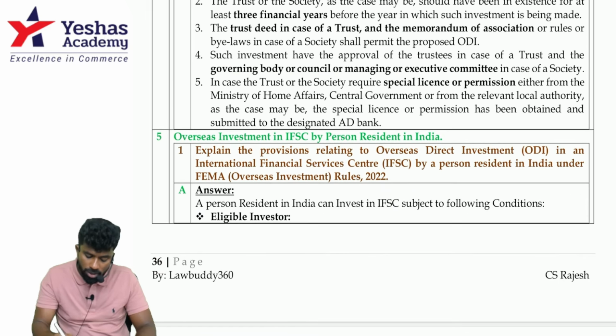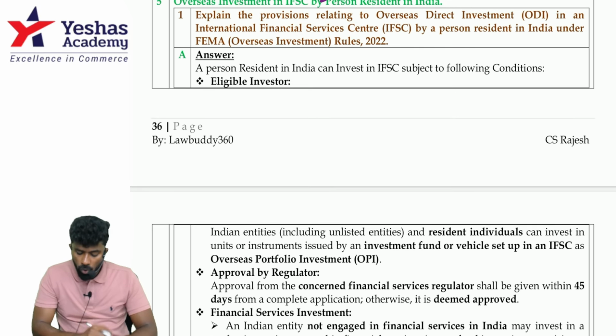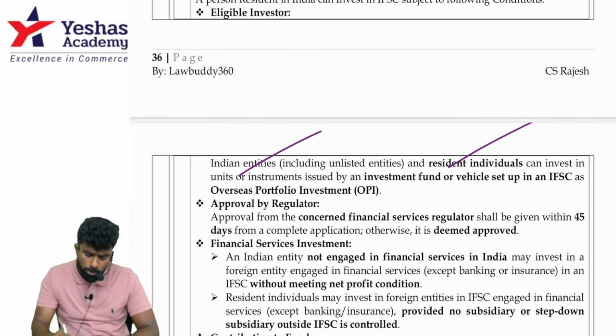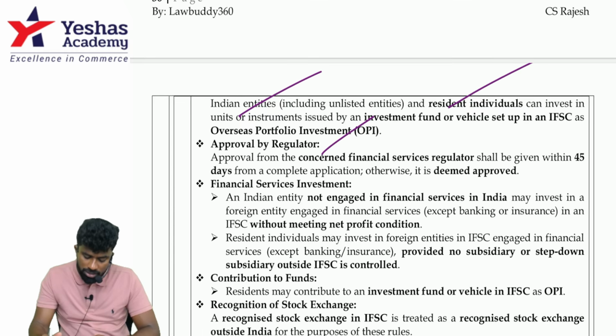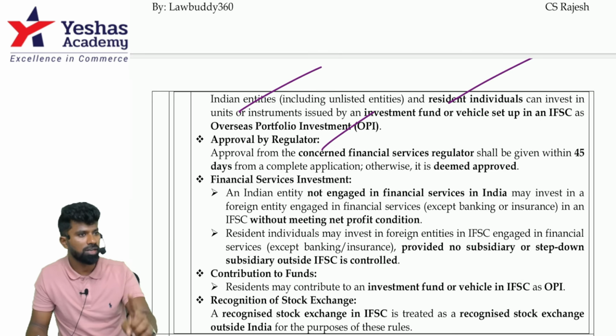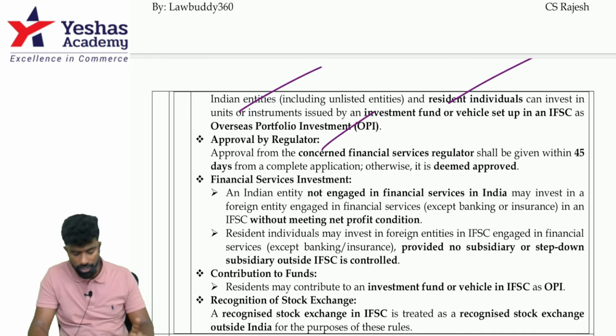Next one. Overseas investment by whom? By a person resident in India. Who can invest? Indian entities as well as resident individuals. Approval by whom? Regulator. Financial services investment. You can invest even if you're not engaged in what activities? Financial service activities other than banking and insurance. Correct, right?